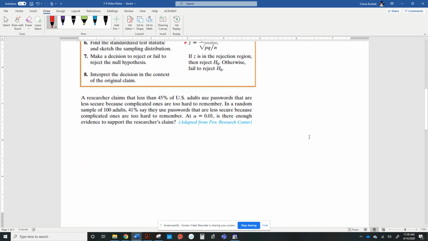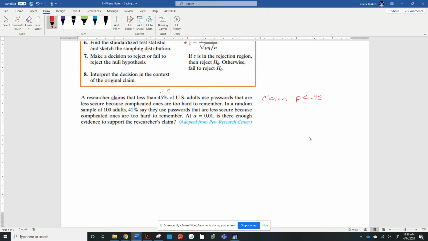Okay. So here is the claim. The researcher claims that less than 45%. And remember, this right here is a proportion. Okay. So this is 0.45. So the claim is always about p. Remember, the claim is always about p. So p is less than 0.45.